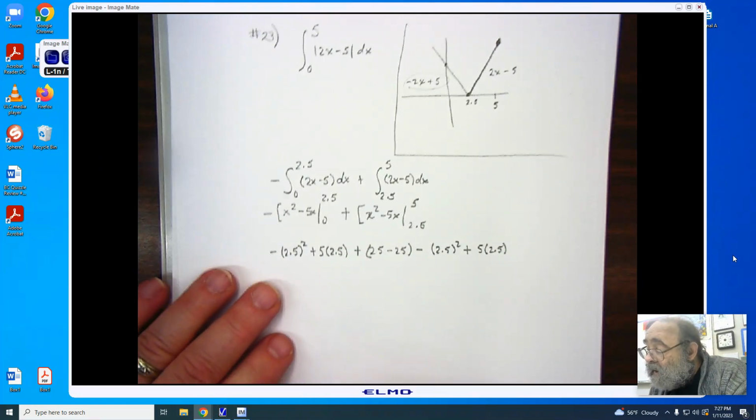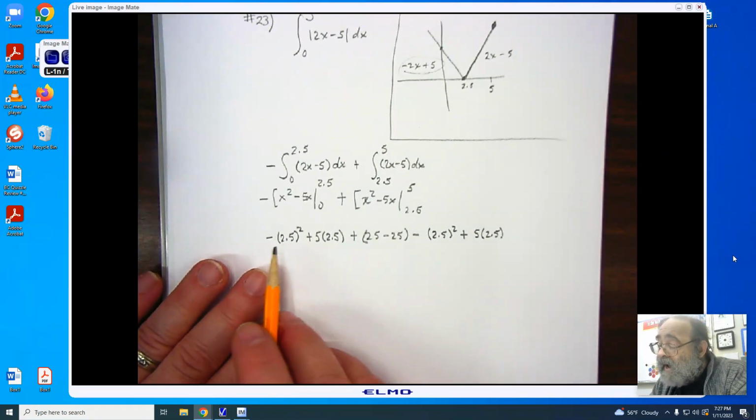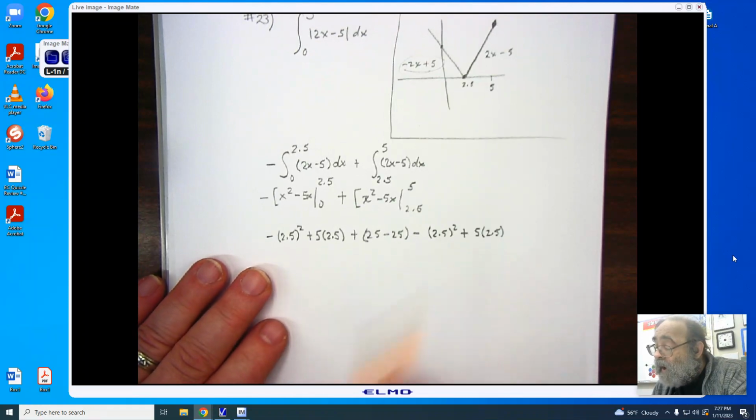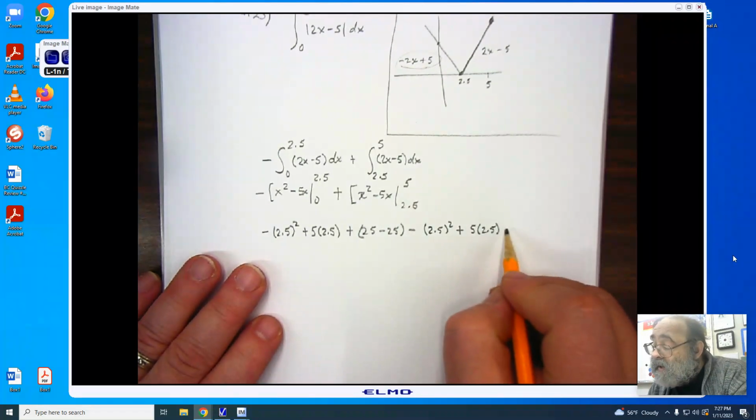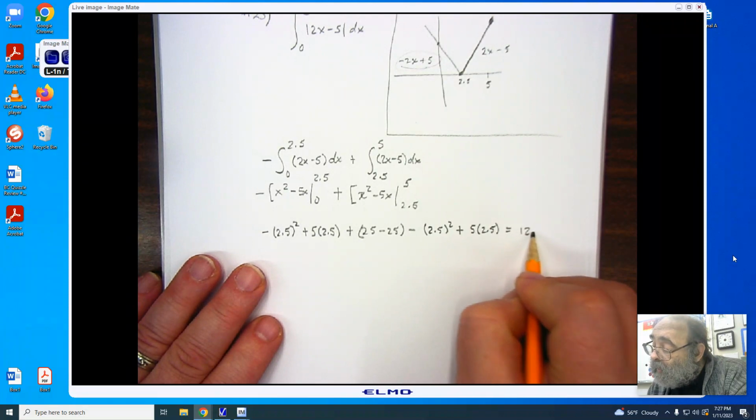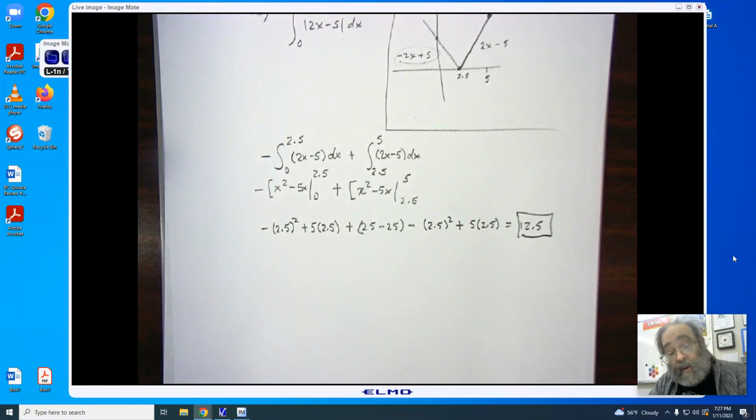Now you'll notice, as I go through and do this, I'm adding each of these pieces up one at a time, and I end up getting 12.5. So 12.5 is my answer.